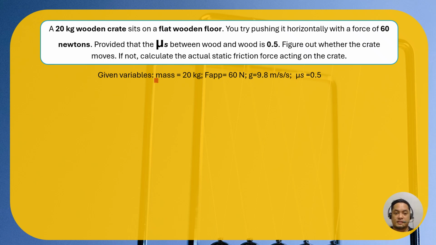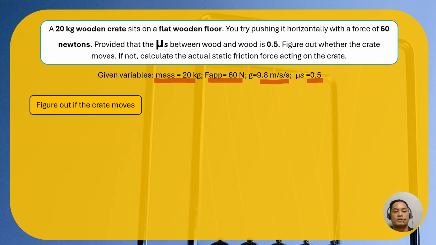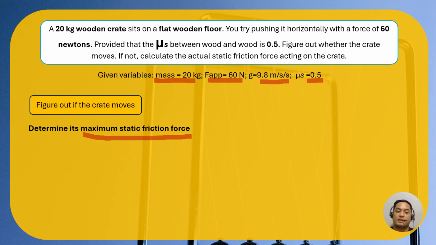In our problem, these are our given variables. We have the mass of 20 kilograms. The applied force is 16 newtons. We have, of course, gravity 9.8 meters per second squared, and the coefficient of friction, no unit because it's dimensionless. Now, let's first figure out if the crate moves and how. So we are going to find the maximum static friction force in order for us to judge that the crate can be moved if there is a 60 Newton force being applied to the crate.